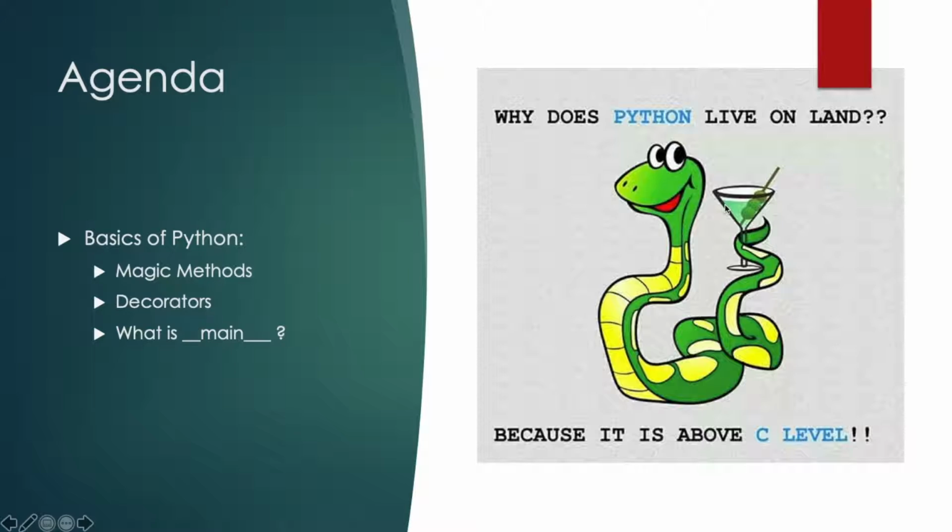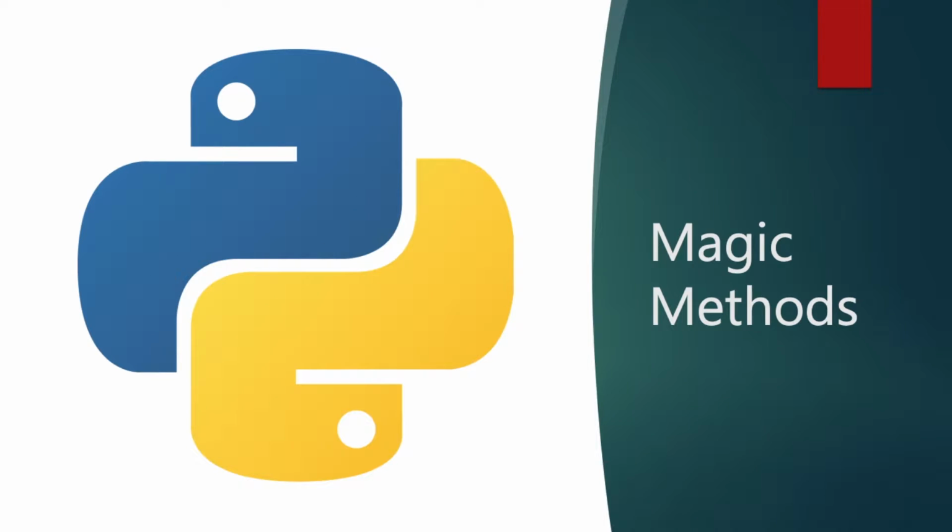Today mainly we will go through magic methods, decorators, and then what is the significance of the underscore main method. So let's begin. Hi guys, so let's start with magic methods.